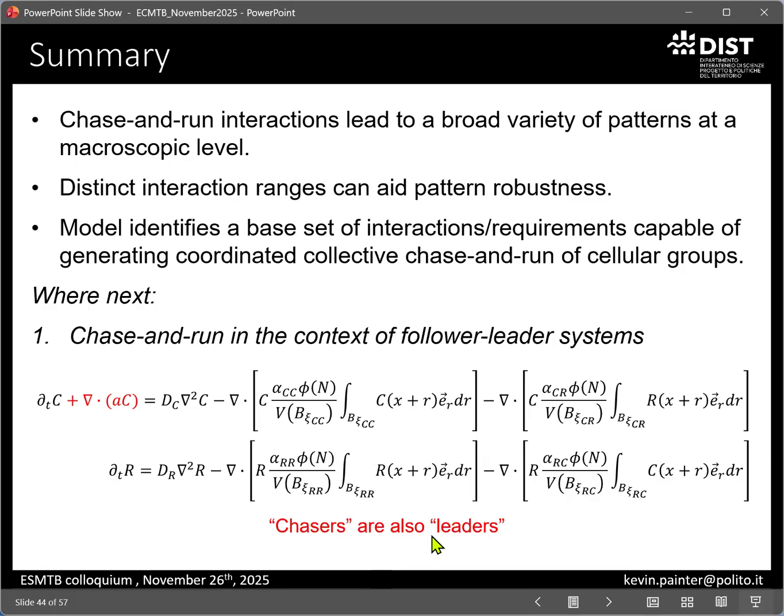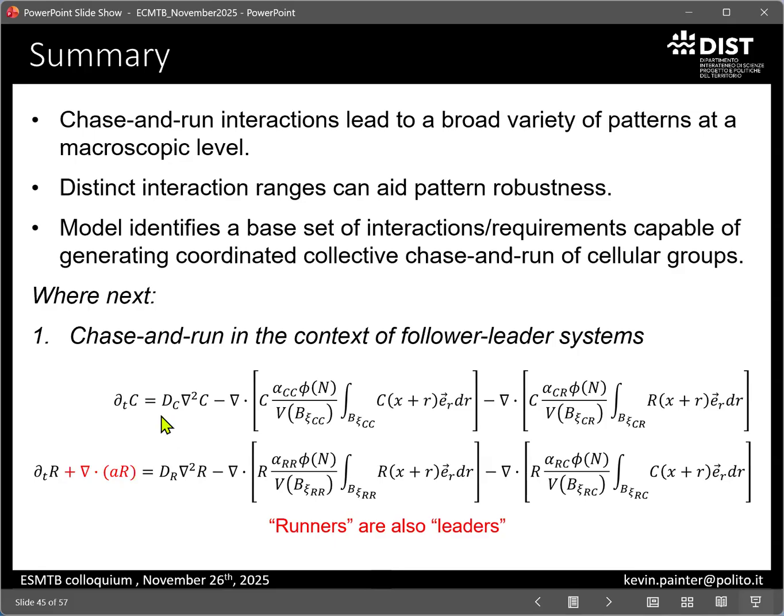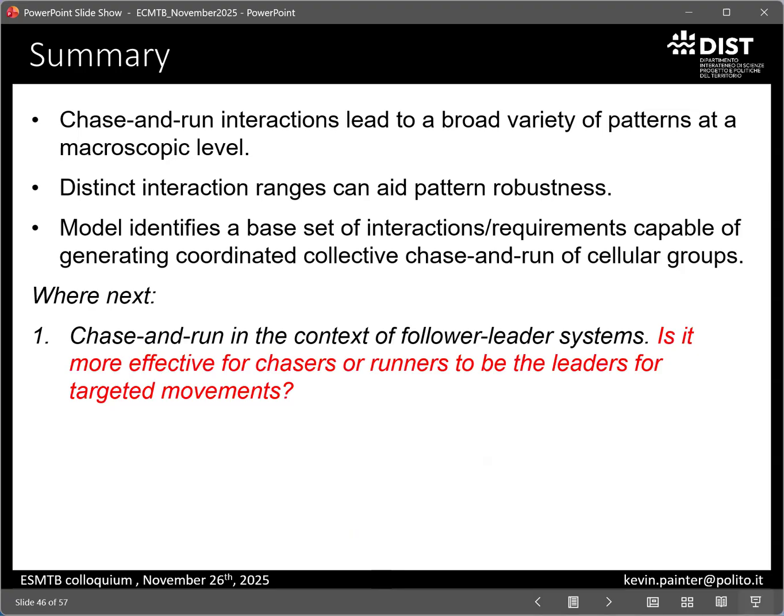So you could assume that the chasers are leaders, and you could model that very simply by giving the chasers some sort of advection towards some proposed target. Or you could have the runners being the leaders, giving them that extra advection towards a specific target. We're currently investigating that model with the key question of whether it is more effective for one or the other population to be the leaders in order to get a particularly targeted motion. So that's one of the things we're currently working on.